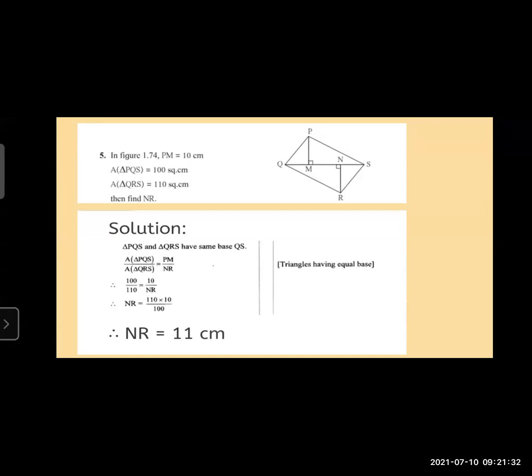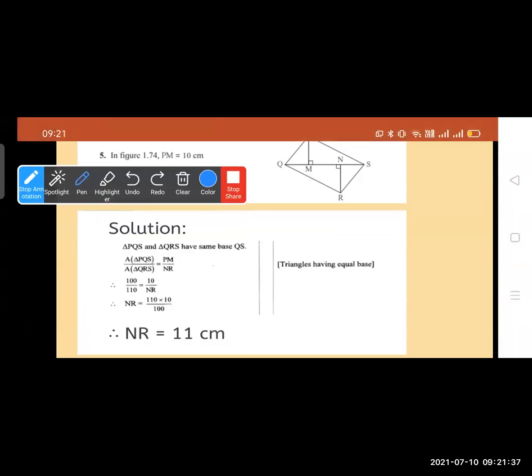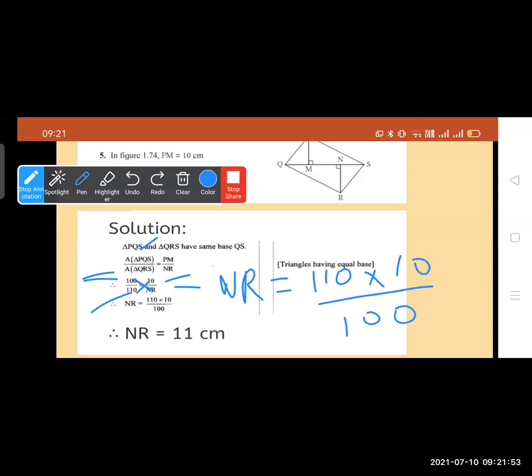So the value of PM is 10 and here we want to find the NR value, and this area is given 100 and this area is 110, PM is 10, cross multiply here. Okay, so NR is equal to 110 into 10 divided by 100. So see, in easy way, 0 0 get cancelled, we get only 11 centimeter. So NR is equal to 11 centimeter. So in this question, base is common, so we find the area by taking the ratio of its height.